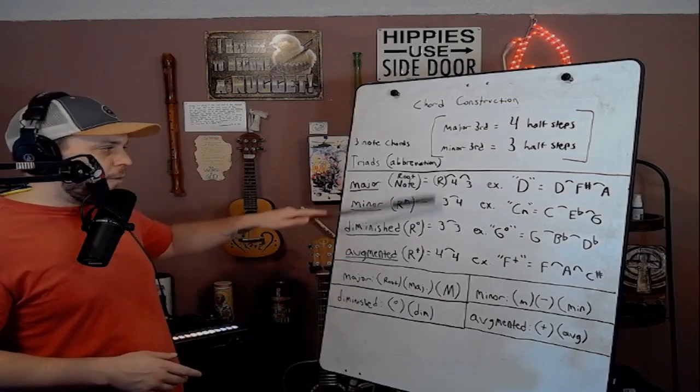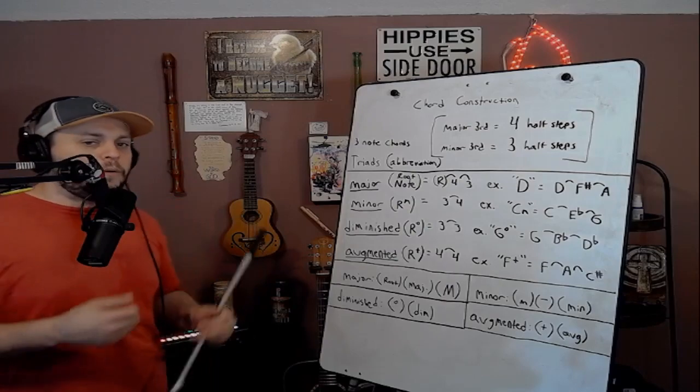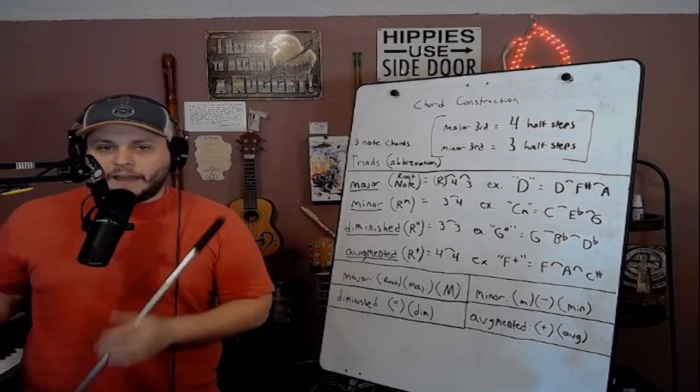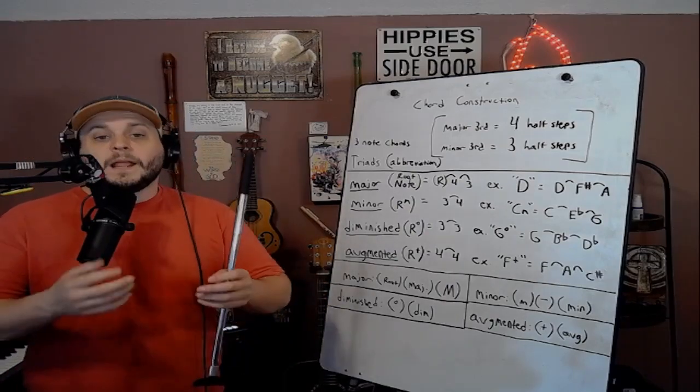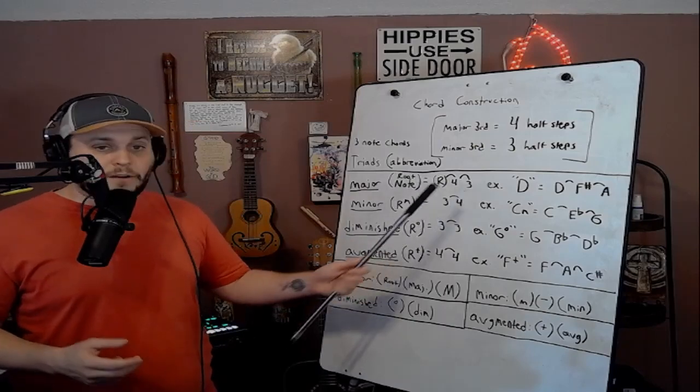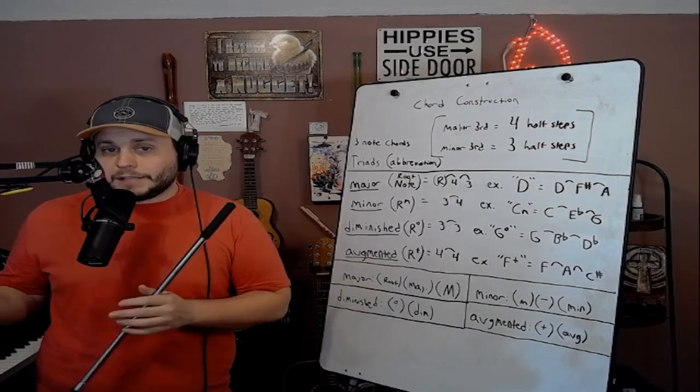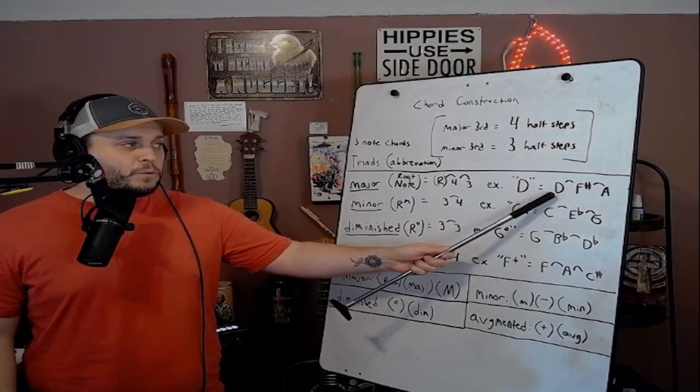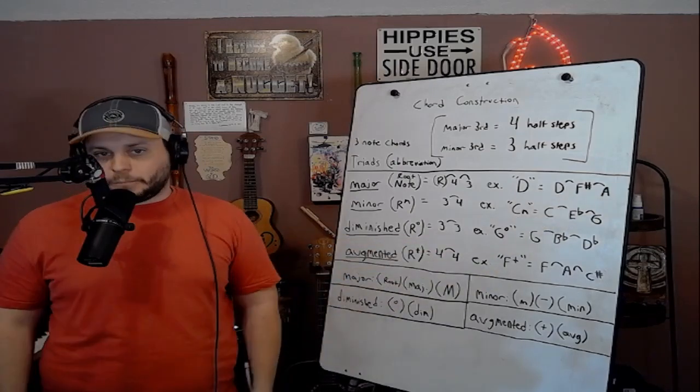Okay, so if you look at the formulas, you basically start on a root note, you count up a certain number of half steps, and you have your middle note. Then you count up the next certain number of half steps. You have your last note in the chord, and you have a 3-note chord that you should be able to play.